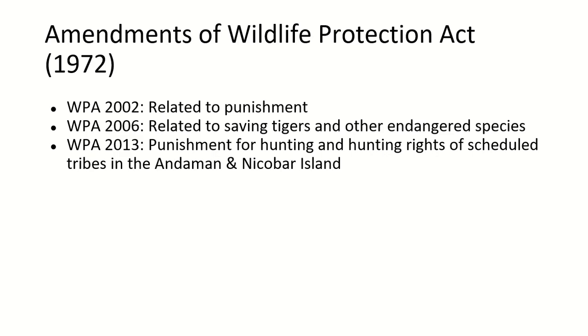Now, the Wildlife Protection Act was enacted in 1972. There are a few amendments of the WPA. In WPA 2002, the amendments were related to punishment. WPA 2006 related to saving tigers and other endangered species. WPA 2013 covered punishment for hunting and the hunting rights of scheduled tribes in the Andaman and Nicobar Islands.